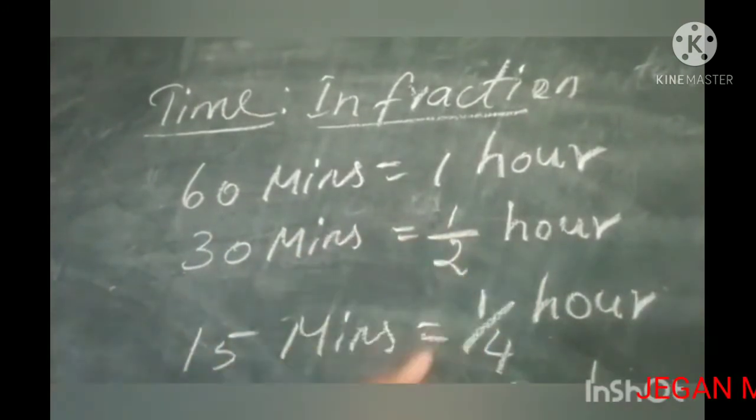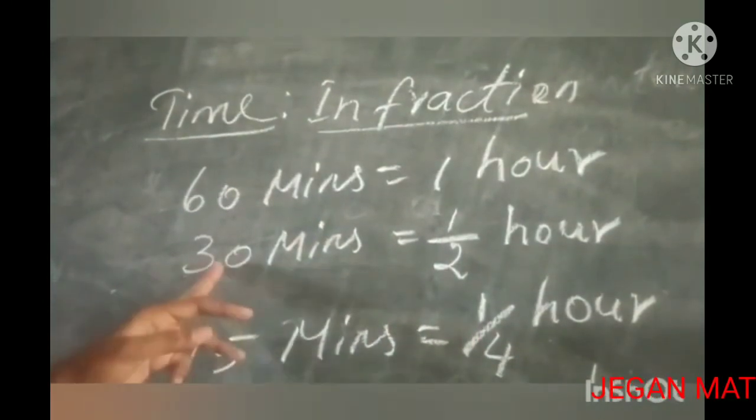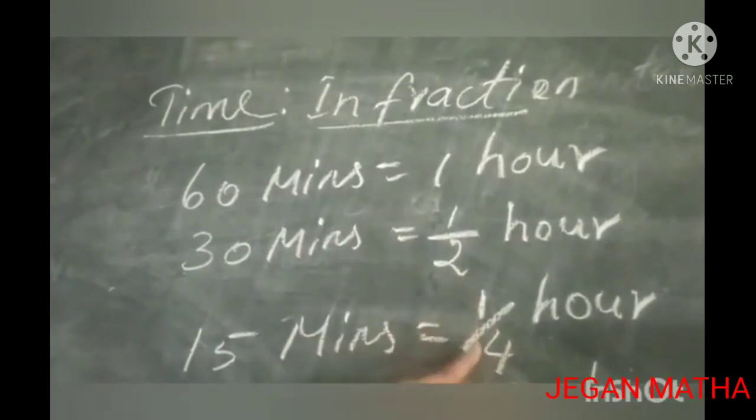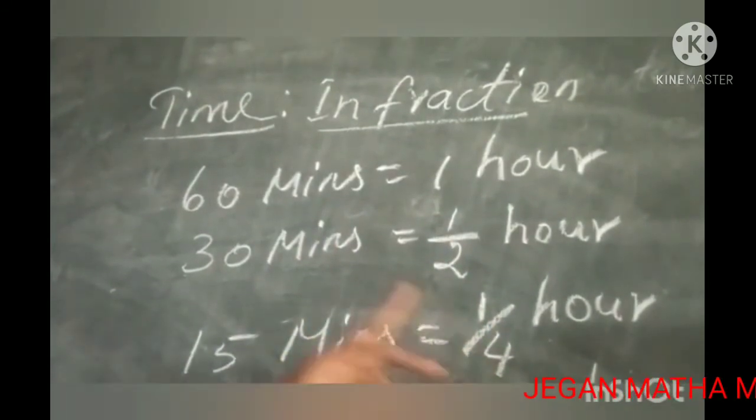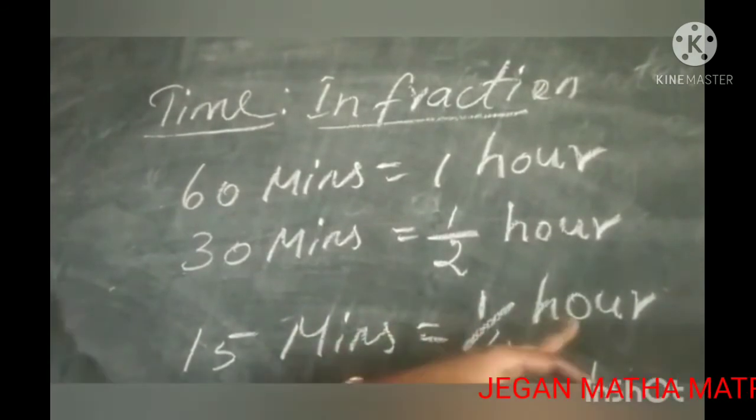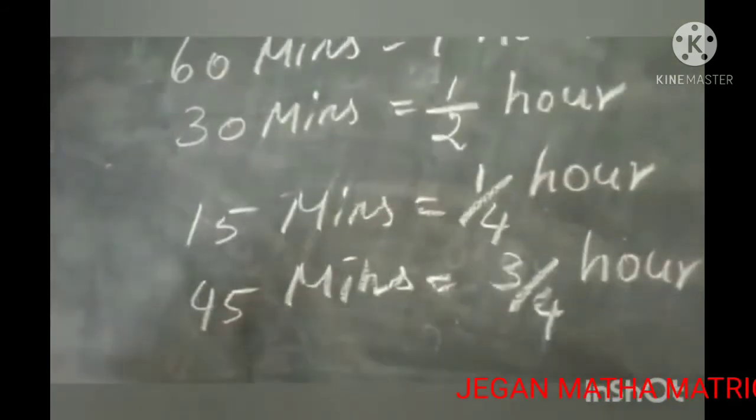So 1 by 2 hour. Here we are using the fraction. Next one, 15 minutes. So half of the 30, so half of the half. Again you get to put 1 by 4. So 15 minutes you have to tell 1/4 hour. 1 by 4 hour. Is it clear? So the next one.